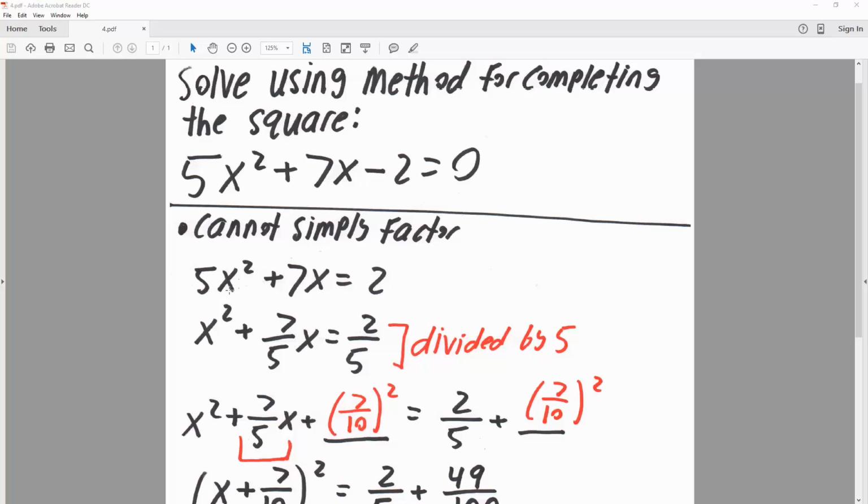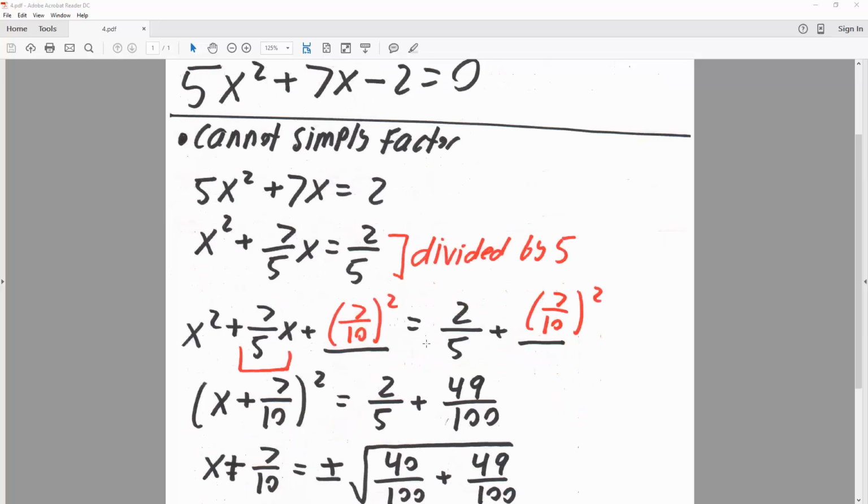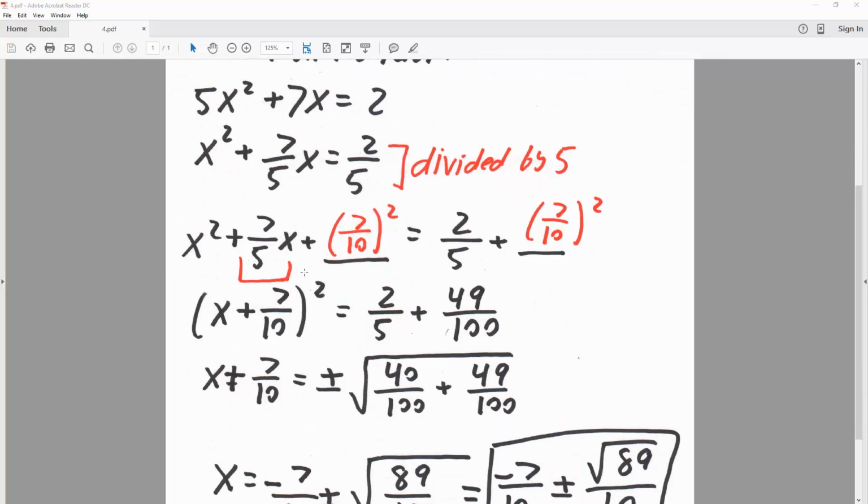So we will have x squared with no constant in the front. So we would get x squared plus 7 divided by 5, x is equal to 2/5. And the next step is to get the middle term, 7 divided by 5x. What we do here is important. We divide by 2, so we get 7 divided by 10, and then we square it, so 7/10 squared.